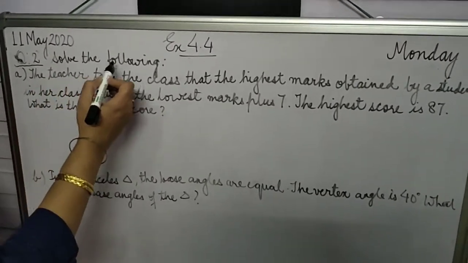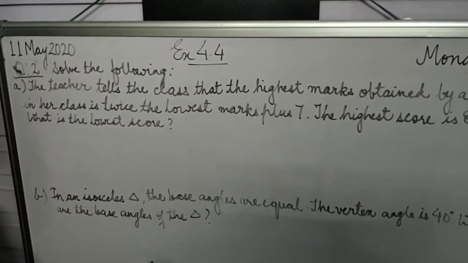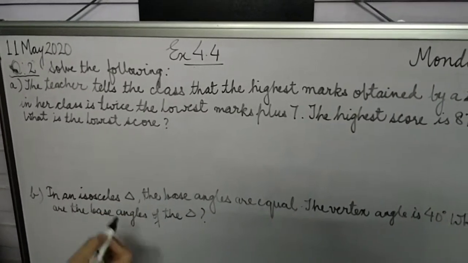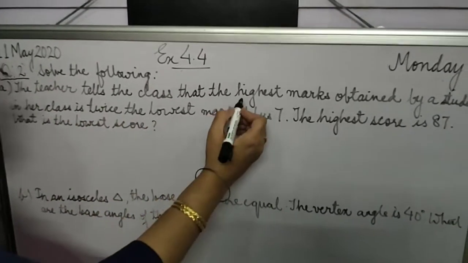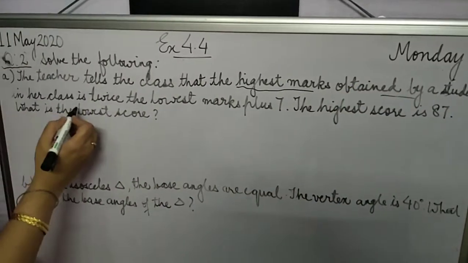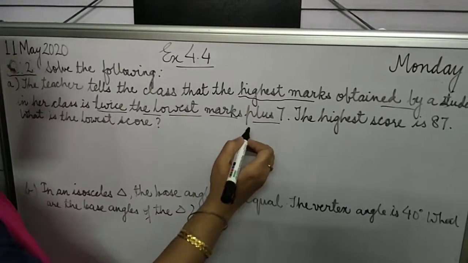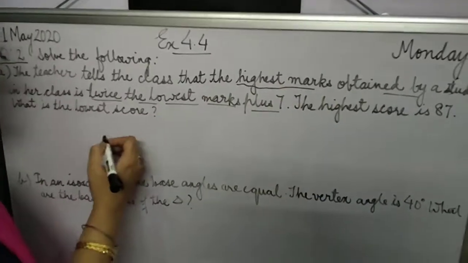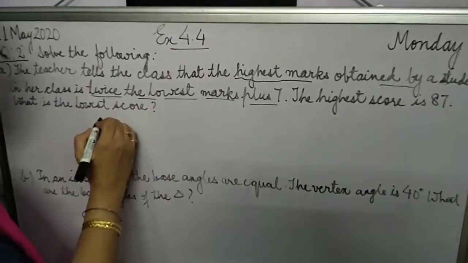Question number 2, solve the following. Again in these parts, I will be making the equations only and you will solve the equations yourself. First part is, the teacher tells the class that the highest marks obtained by a student in her class is twice the lowest marks plus 7 and the highest score is 87. That means 87 is equal to twice the lowest marks plus 7.